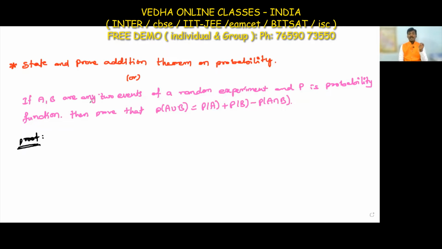If A and B are any two events of a random experiment, and P is the probability function, then prove that probability of A union B is equal to probability of A plus probability of B minus probability of A intersection B. So this is the statement. Sometimes they'll give the statement, sometimes they'll ask to state and prove the addition theorem on probability. But mostly they'll ask state and prove addition theorem on probability.